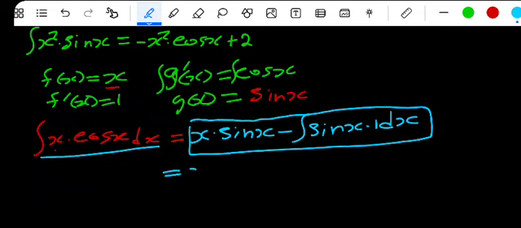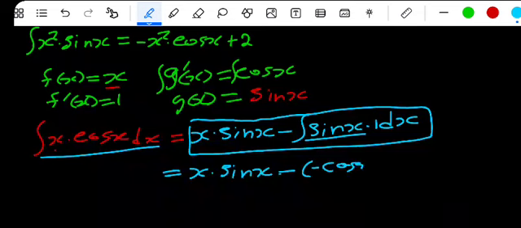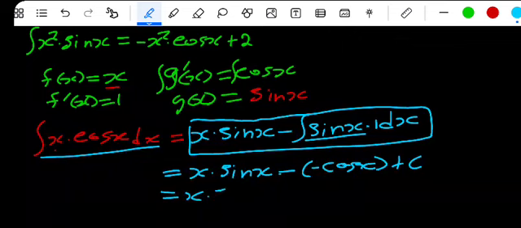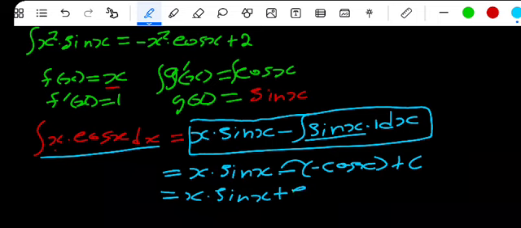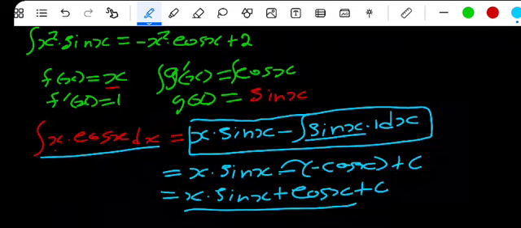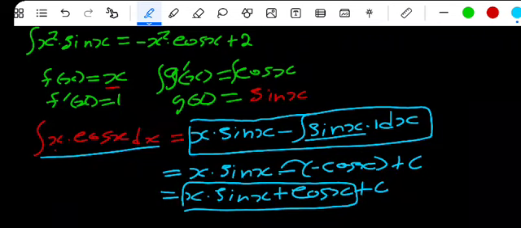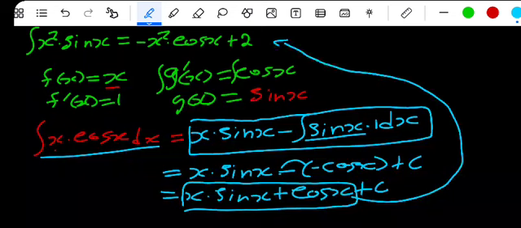Let us have x multiplied by sine x. Let us integrate this. We know it will be negative cos, so negative cos x. We'll add a constant, but we know this will be x multiplied by sine x, the opposite negative, and negative will be positive, cos x plus a constant. So this simplifies to that.